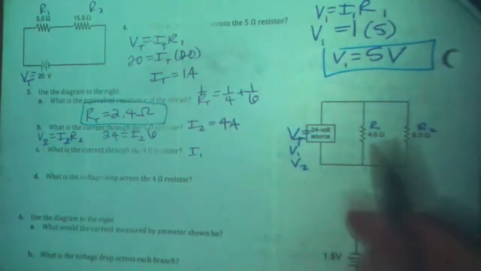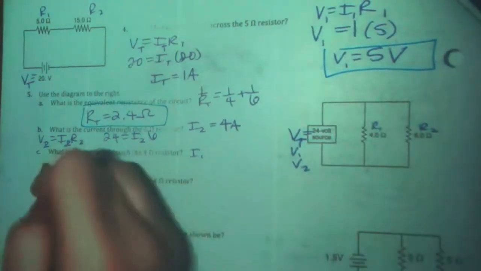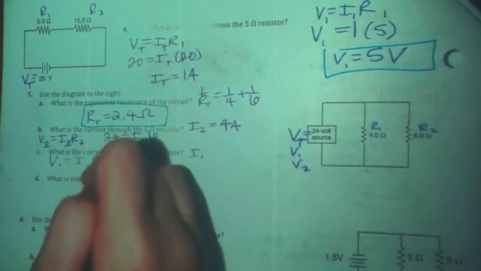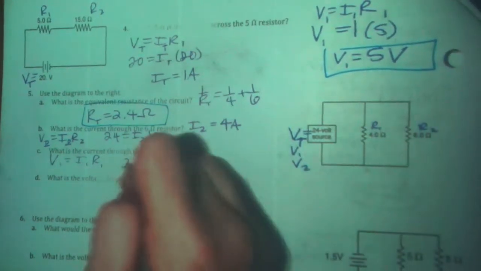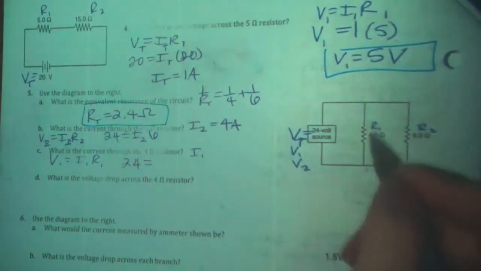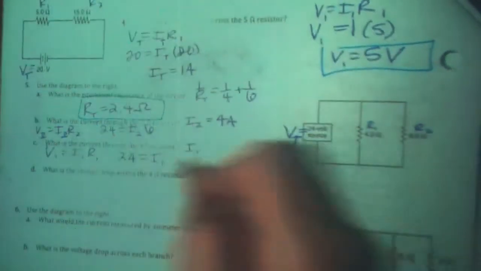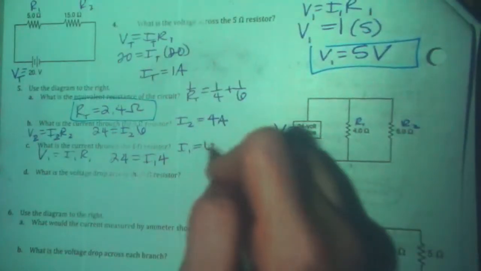Very, very similar for the next one. I'm looking for the current through the first branch. So V1 equals I1R1. V1 is still 24 because all the voltages are the same. I1 is what I'm looking for. R1 is just 4. Divide over, I get I1 is 6 amps.